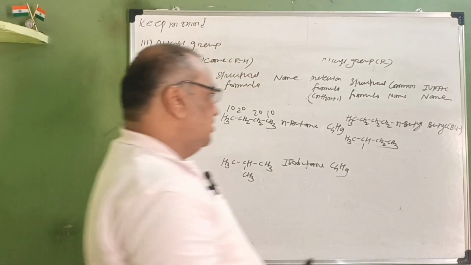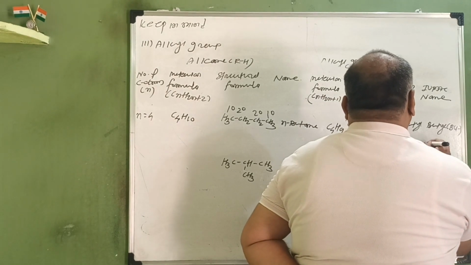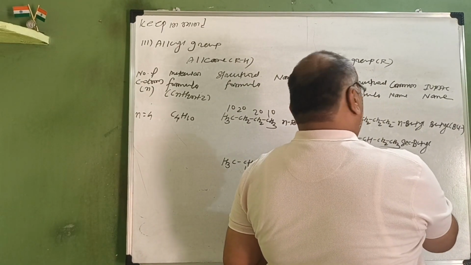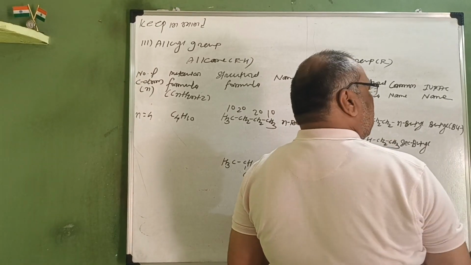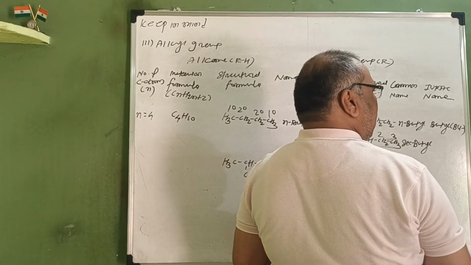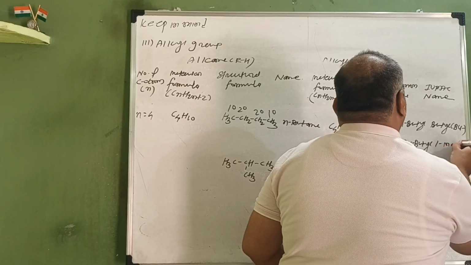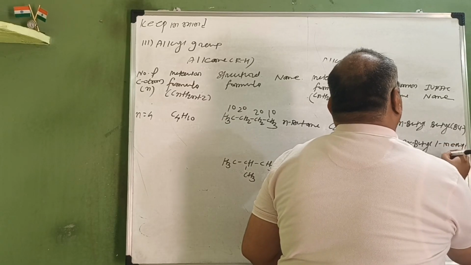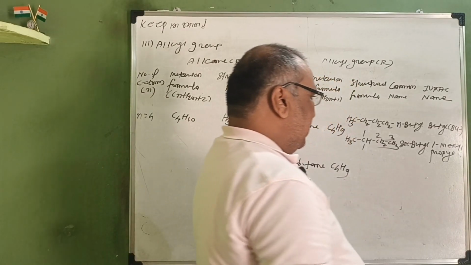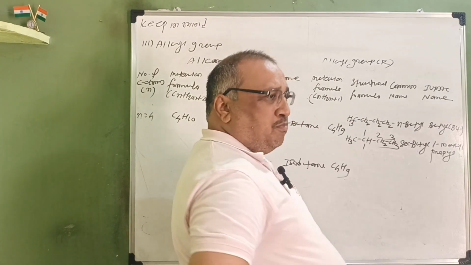And here sec-butyl. What is its IUPAC name? The dash is attached to this carbon. So number 1, select the longest continuous chain, that is 2, 3. Here a methyl group is attached to the first carbon. So here write down 1-methylpropyl. Keep in mind the IUPAC name of the secondary butyl group is 1-methylpropyl.